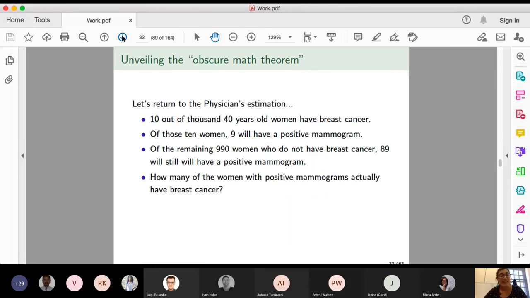And now, I think this is the last question for you. How many of these women with a positive mammogram actually have breast cancer? How many of all the women that tested positive have breast cancer? And I'll see your answers in the chat.